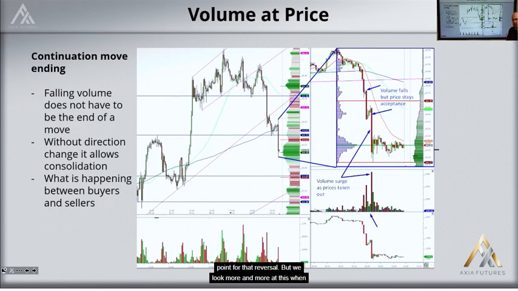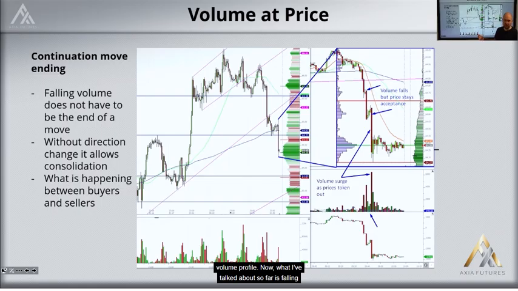Right, we're going to look more and more at this when we get into volume profile, but if I bring in the first iterations of volume at price, first iteration of a kind of volume profiling. We're going to touch on this more when we do order flow, a little bit more on entries and exits, and of course volume profile.